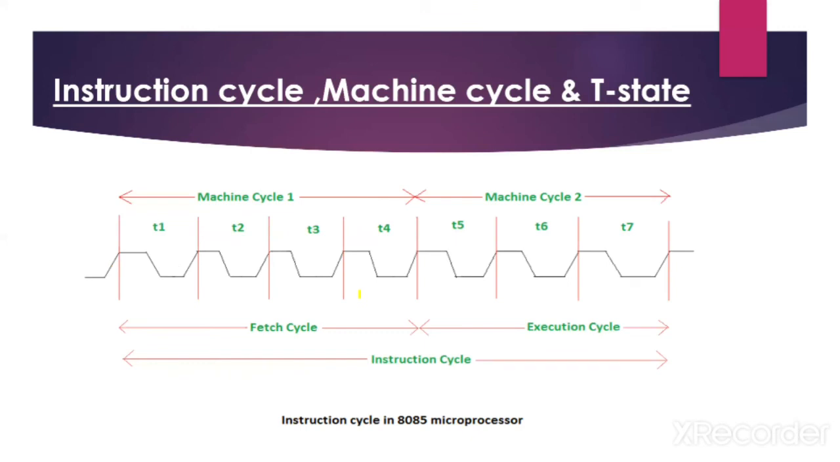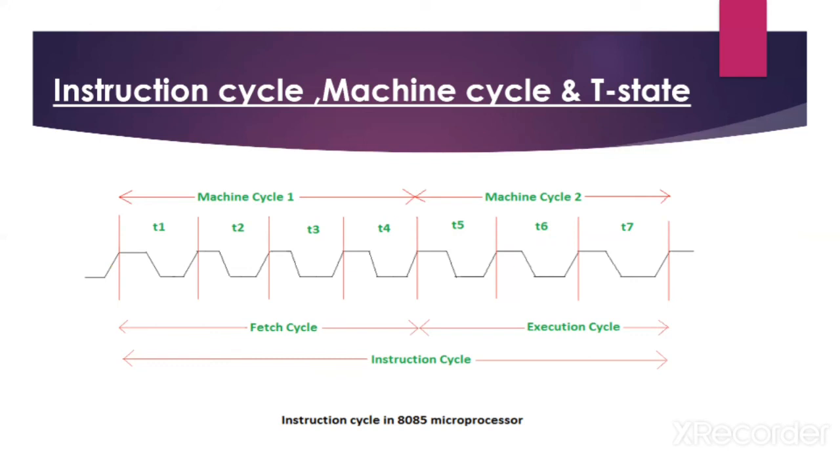Next, 3 general cycles in a microprocessor 8085: instruction cycle, machine cycle, and T-state. This is the instruction cycle in 8085 microprocessor diagram. What is meant by instruction cycle? Instruction cycle is defined as the time required to complete the execution of an instruction. In 8085 an instruction cycle consists of one to 5 machine cycles.